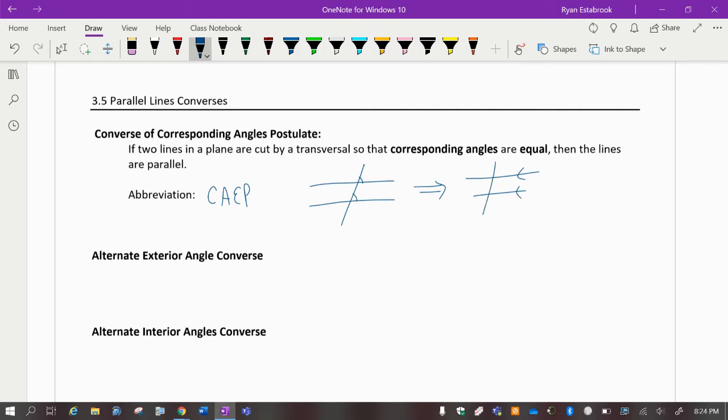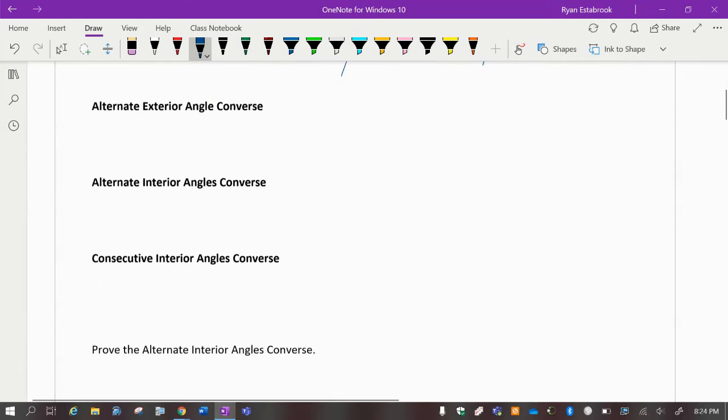are equal. And just like we had more theorems based off of the different pairs of angles we're looking at, we have an alternate exterior angle converse. In other words, if these alternate exterior angles are equal to each other, and I'll call this line L, this is line K, then we could say that line L is parallel to K because of this: alternate exterior angles equal means the lines are parallel to each other.